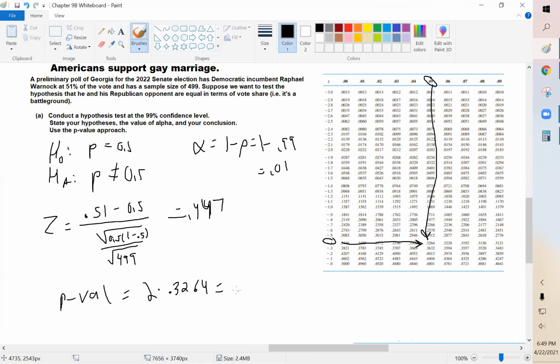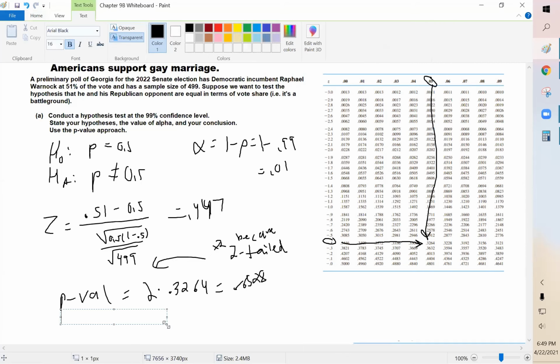Because it's two-tailed, we have to double this, and so we get 0.6528. I'll just draw the arrow, times 2 because two-tailed. In this case, this p-value is nowhere remotely close to the confidence level. But even with a p-value this high, we do not accept the null. We just simply say we failed to reject it.